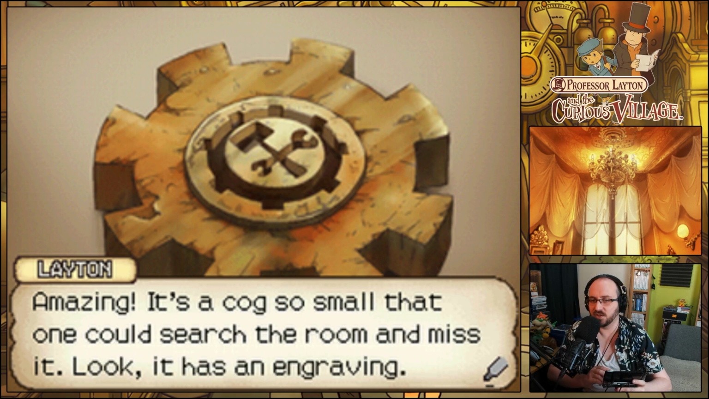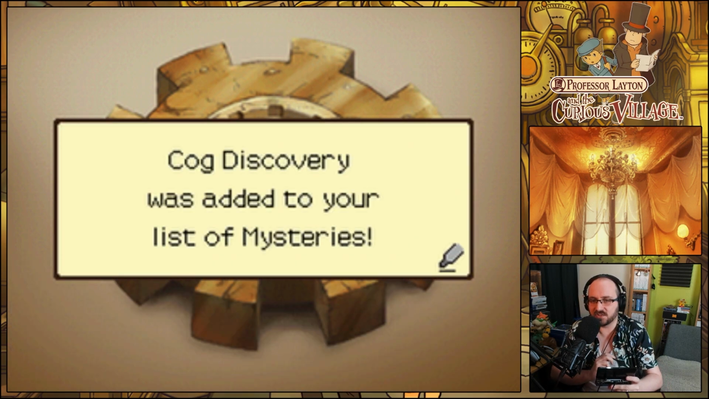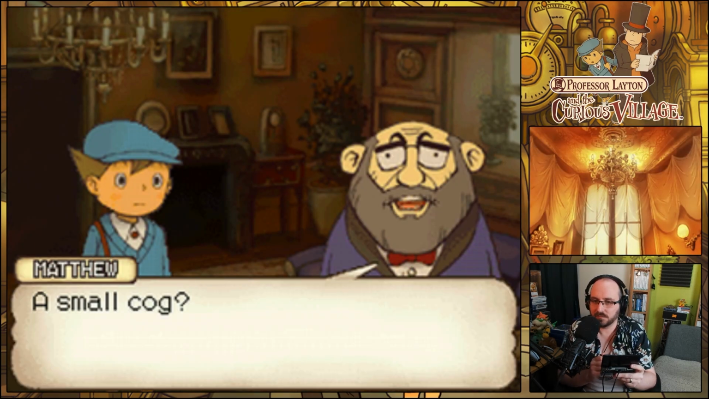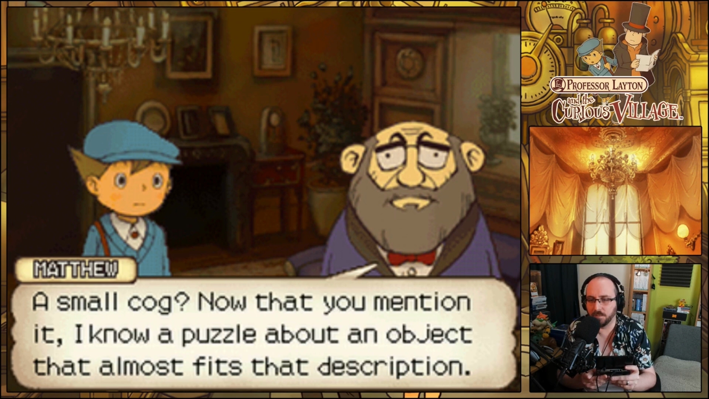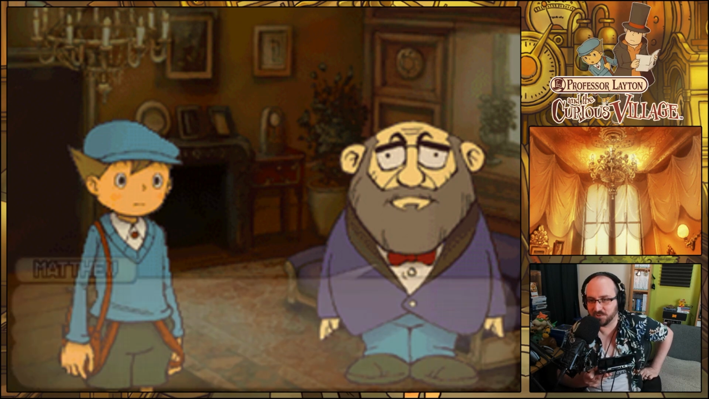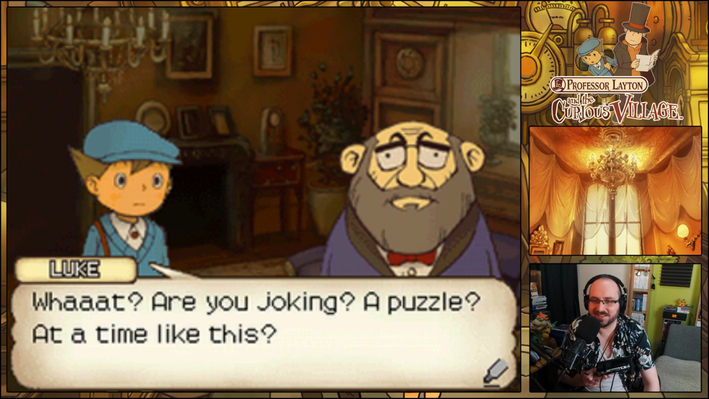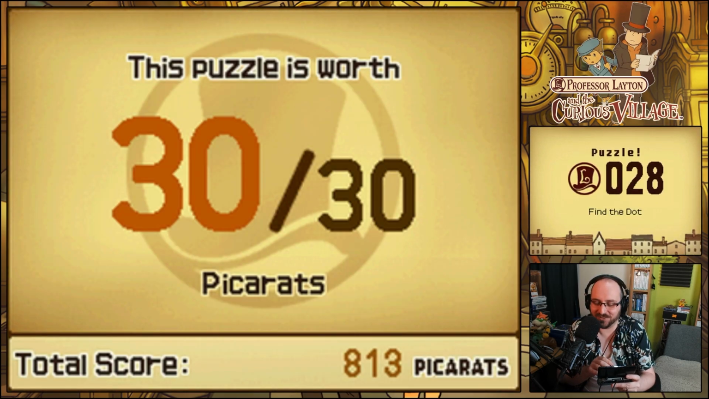But this didn't stop the puzzles as we wait to be questioned, with the butler having found a cog beside the body. A small cog? Now that you mention it, I know a puzzle about an object that always fits that description. What? Are you joking? A puzzle at a time like this? Yes. 28. Find the dot.